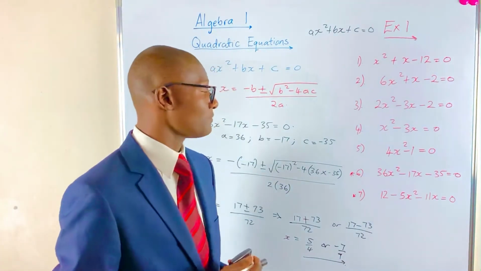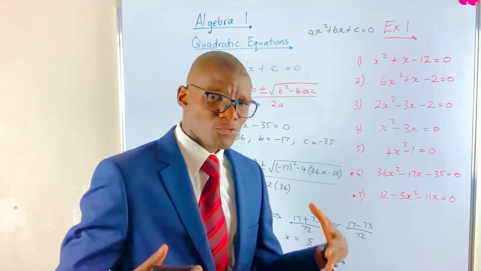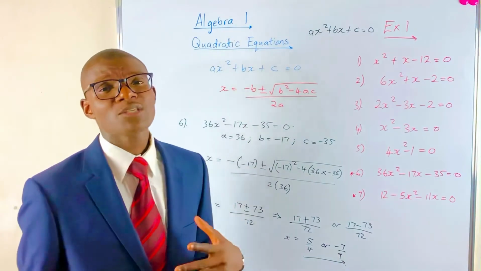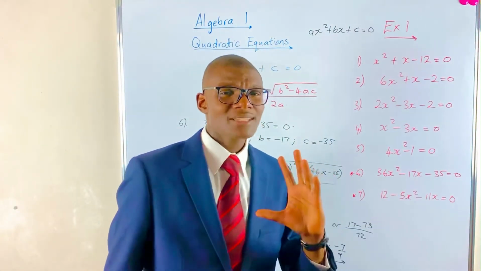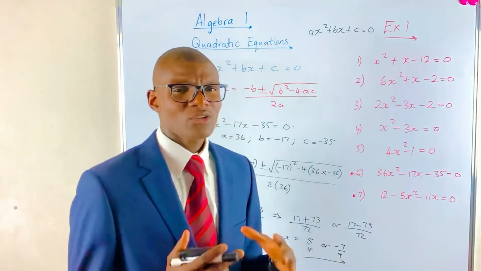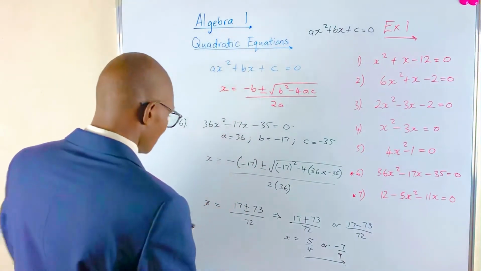And you will notice that, of course it's possible, since we're getting exact answers, for you to factorize this. But the numbers are a bit big, so to try and multiply, it will take a bit of time. So let's look at number 7.